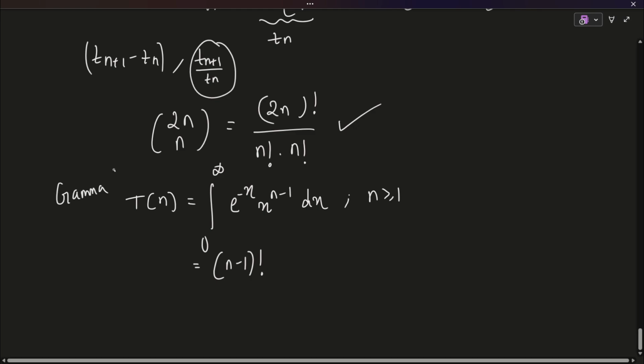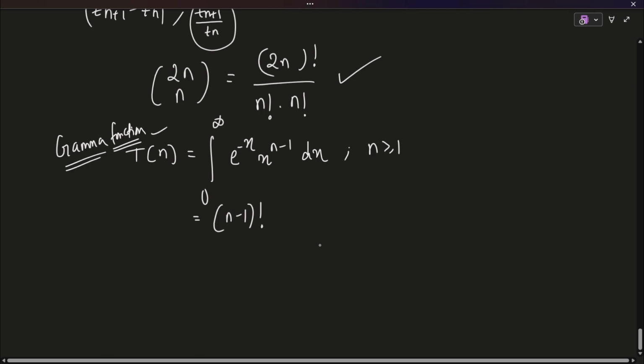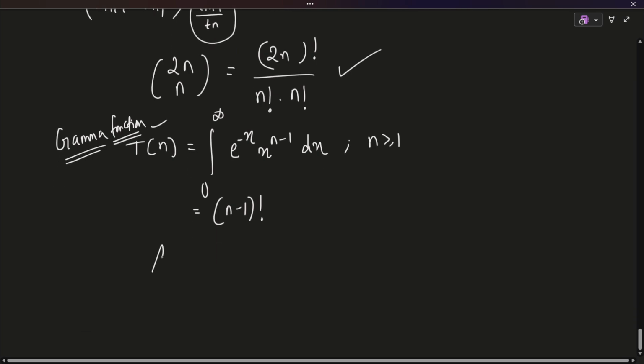We will know more about it in a separate video probably, and a lot of integrations and summations can be solved using this solely. And a version of the gamma function, an extended version you might say, is called the beta function, beta of a comma b, which can be represented in terms of the gamma function. So what is the beta function? The beta function is this: the integral from 0 to 1 of x to the power a minus 1 into 1 minus x whole to the power b minus 1. Again, for the sake of simplicity, consider a and b are positive integers. Now this integral is called beta a comma b.